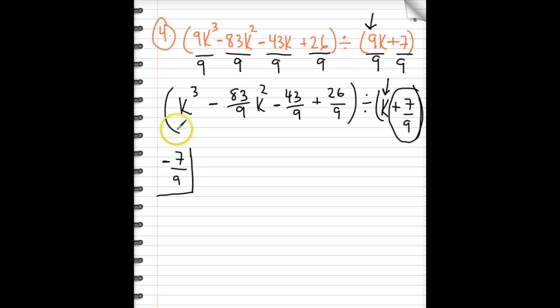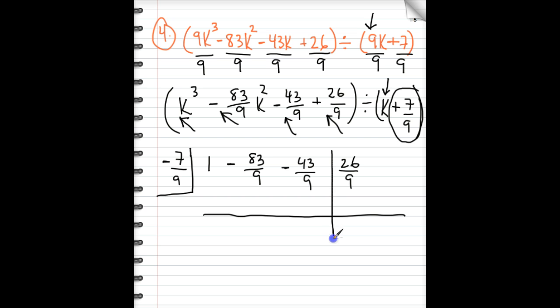And now we write down our coefficients, starting with the highest power. The coefficient here on k cubed is just 1. Next we have a negative 83 over 9, followed by a negative 43 over 9. Finally, our constant is 26 over 9. Answer line, remainder line. All right.